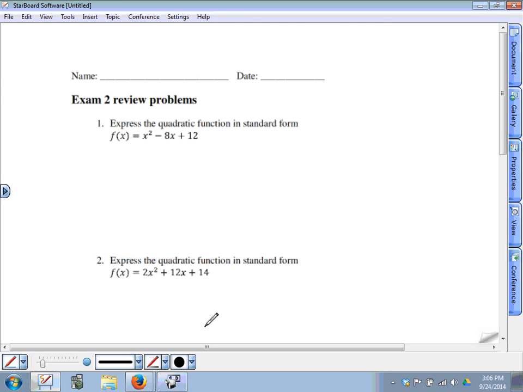Okay, this is a review for second exam covering Chapter 3 in the 6th edition of the textbook, Chapter 4 in the 5th edition if you still have that one. Anyway, this question comes from the first section of the chapter. Express the quadratic in standard form. The directions that aren't written here is by completing the square. That's the intention here.